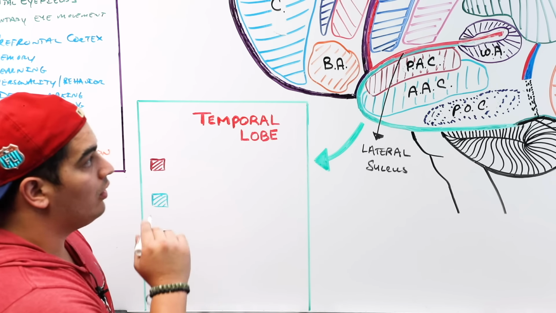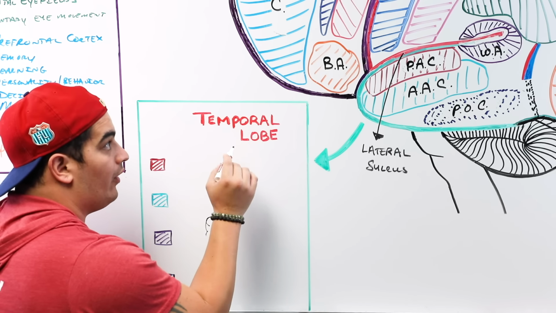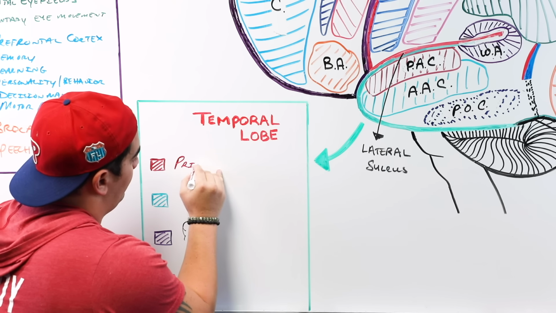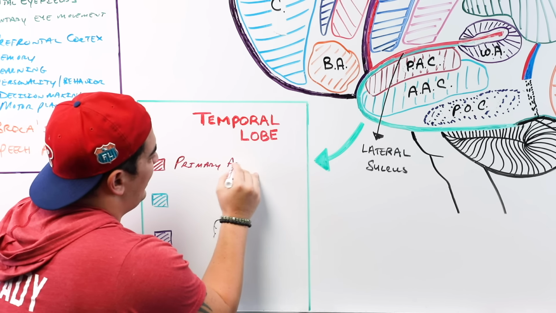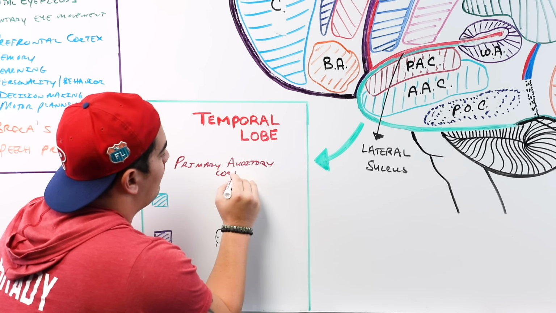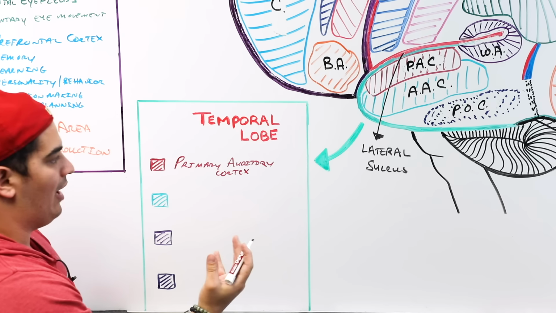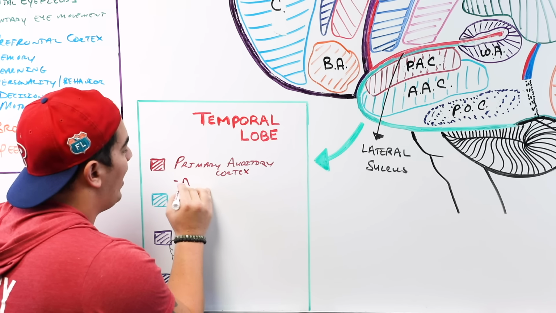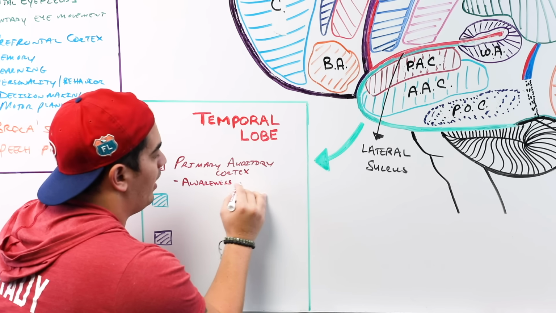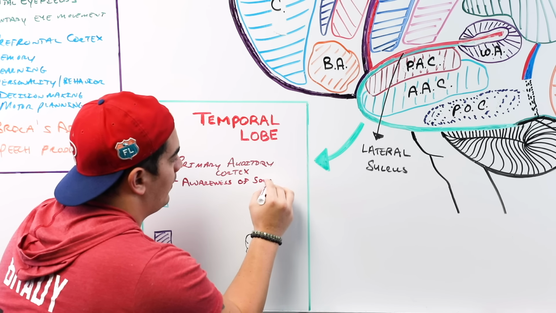All right, so temporal lobe. Again, we said that we had that first area there, just underneath that lateral sulcus, called our primary auditory cortex. Now this primary auditory cortex is very cool. It's involved with the perception of sound, right? So basically being aware that we're hearing something. So awareness, conscious awareness of sound.